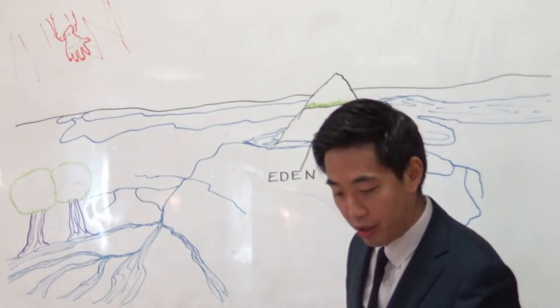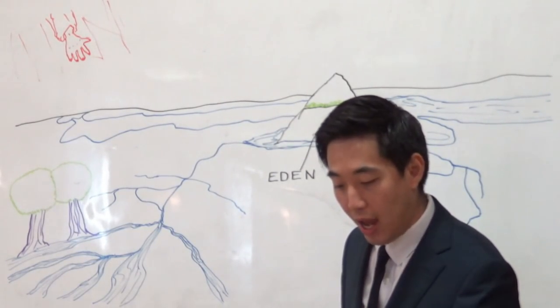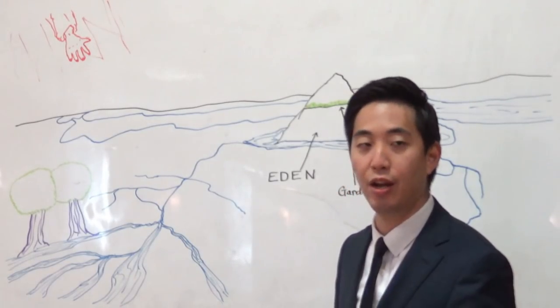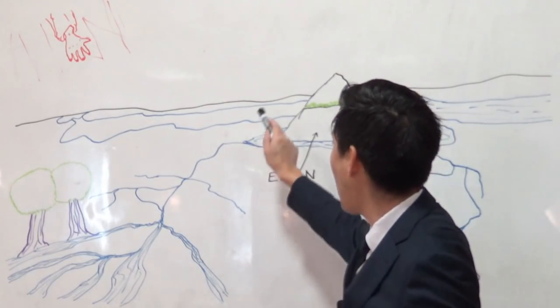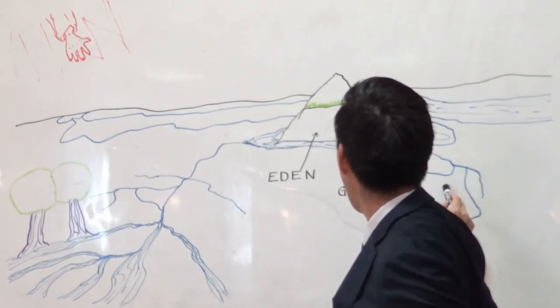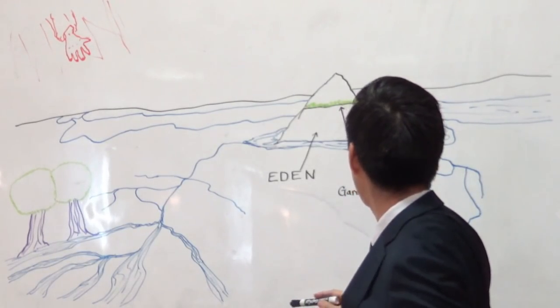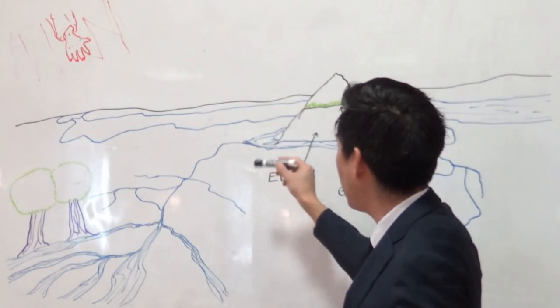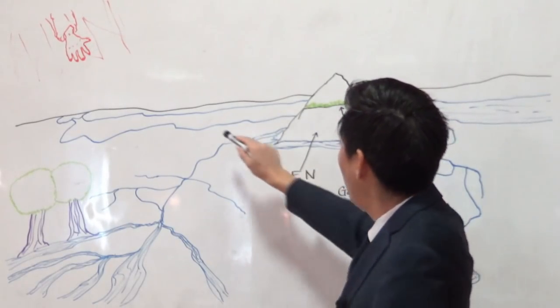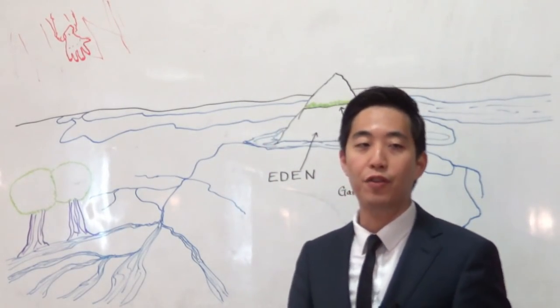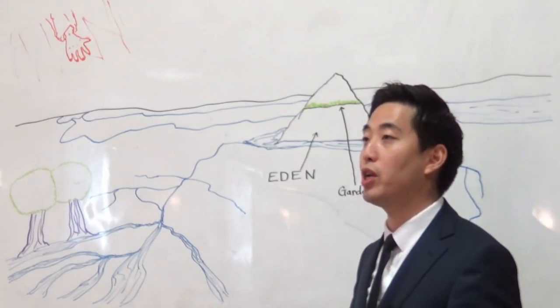So then what are these four rivers? That's the question. And became, notice right here, four heads. So now it becomes four different heads of river. So remember that. So since we see 1, 2, 3, 4.